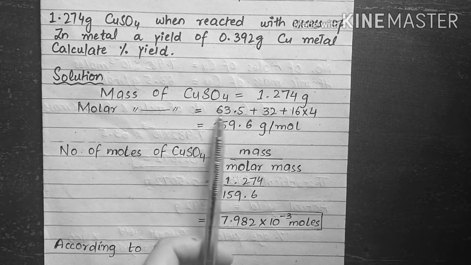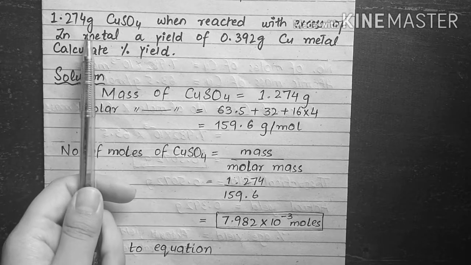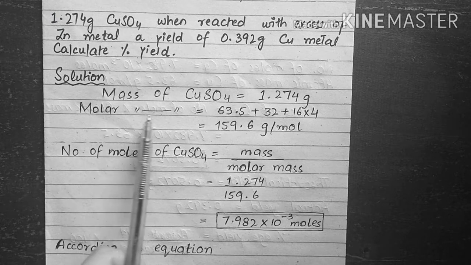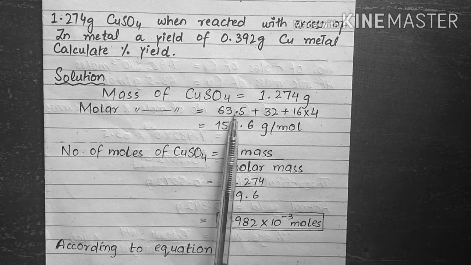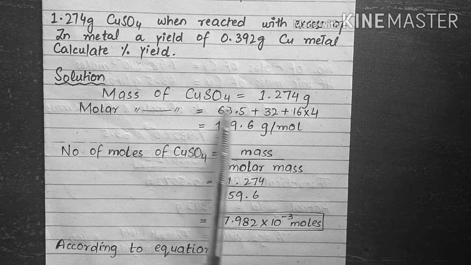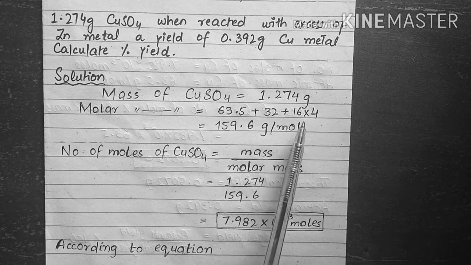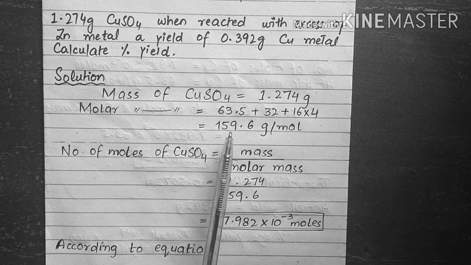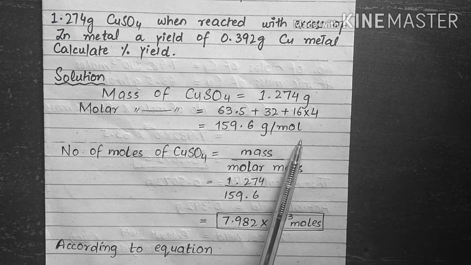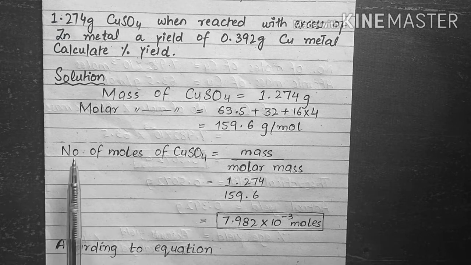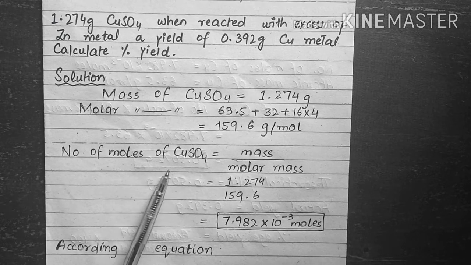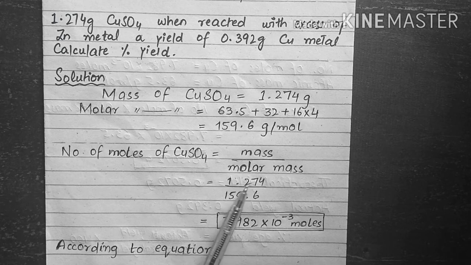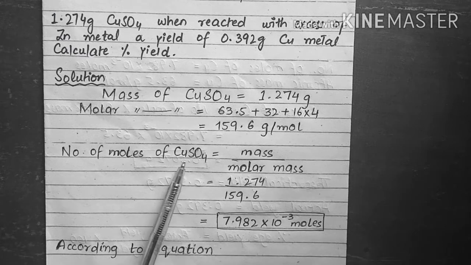The mass of copper sulfate is given in the question as 1.247 grams. Then we are going to calculate the molar mass of copper sulfate. Look at the periodic table for the values. It is 63.5 for copper, 32 for sulfur, and 16 for oxygen, multiplied by 4 as you can see over here. The answer is 159.6 grams per mole of copper sulfate. Now we find the number of moles of copper sulfate, which is mass divided by molar mass. Putting the values, we get 7.982 × 10^-3 moles of copper sulfate. So now we have calculated the moles.